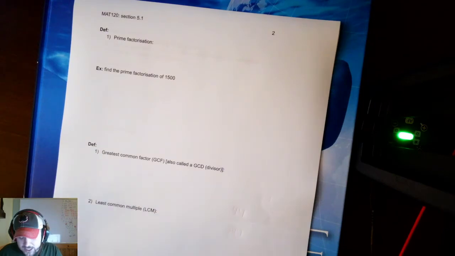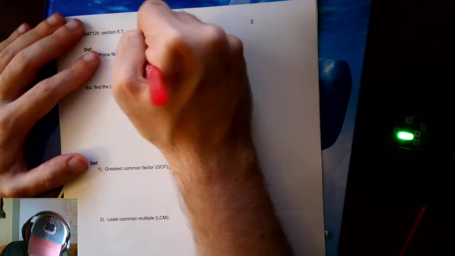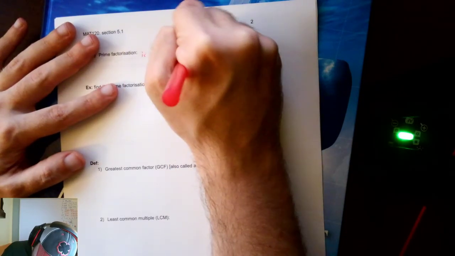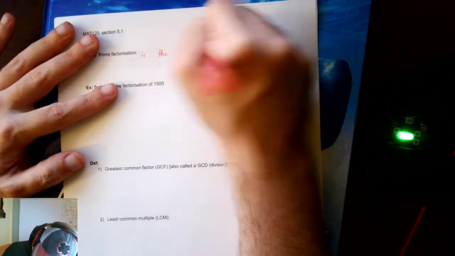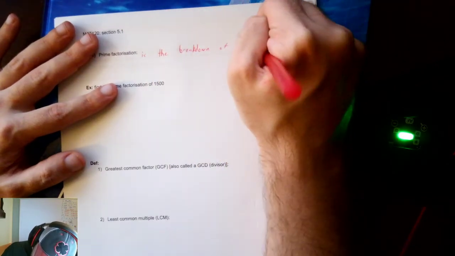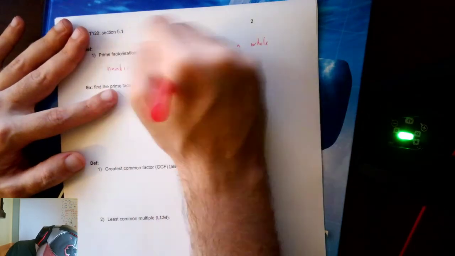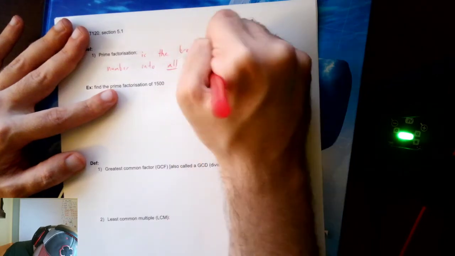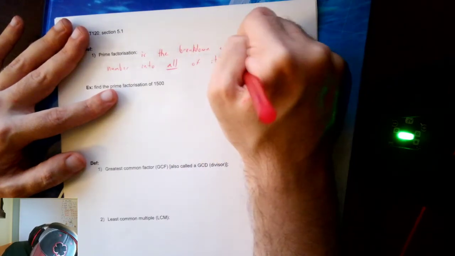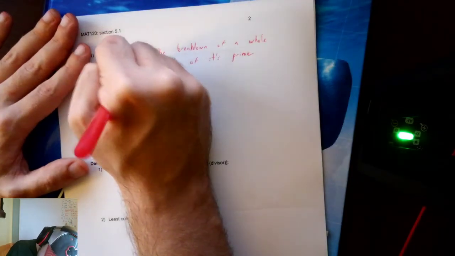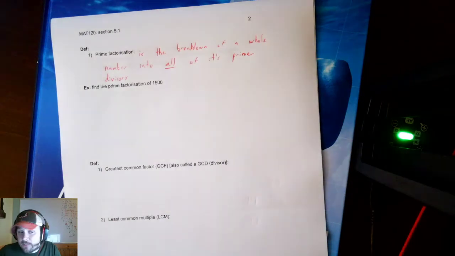So prime factorization, what is that? Prime factorization is the breakdown of a whole number into all of its prime divisors. Divisors is the same as factors, right? If something is a divisor, it's also a factor of that number.